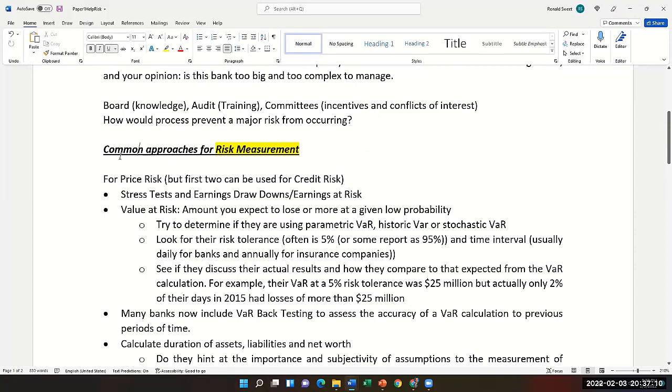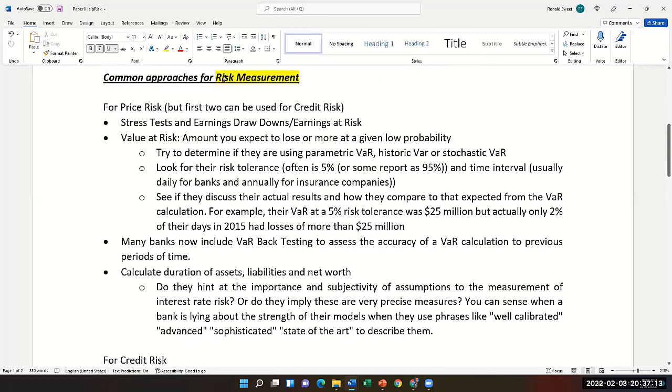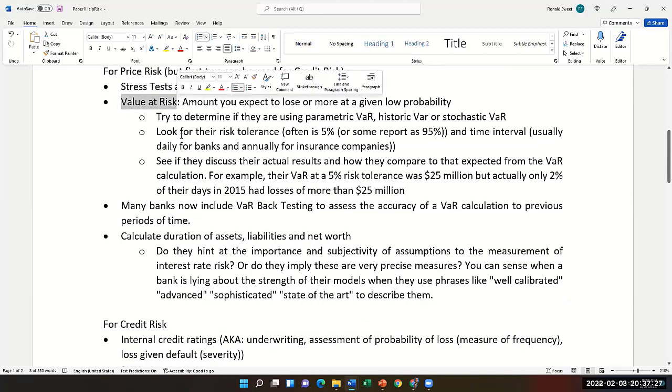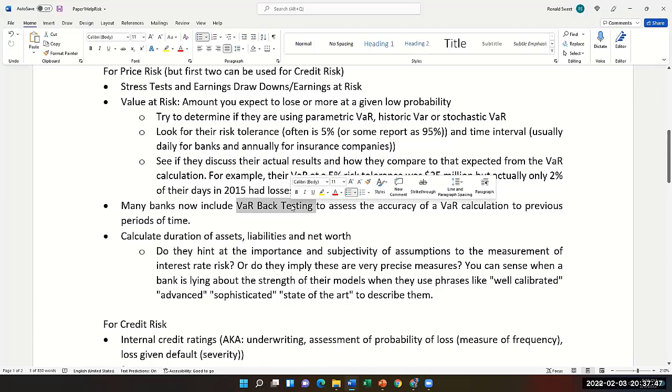Common approaches to risk management. Things you should see on the measurement side are things like stress tests, earnings drawdowns, earnings at risk, terms like that. Every one of your banks will have stress tests. Value at risk: every single one of your banks is going to have value at risk. Look and see what their risk tolerance is. Some of the charts they provide, I showed some to you earlier, are really impressive. A lot of them do VaR backtesting now, which is essentially a chart that shows how things came out versus what they expected.